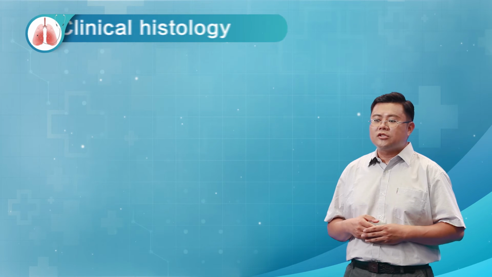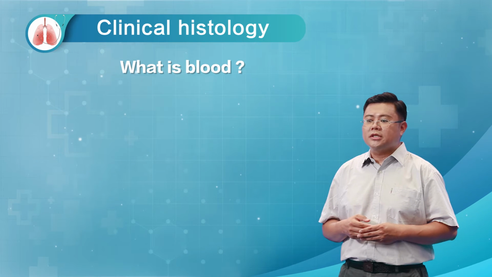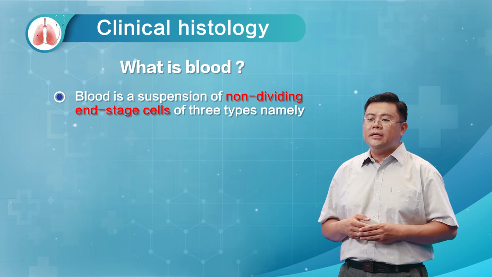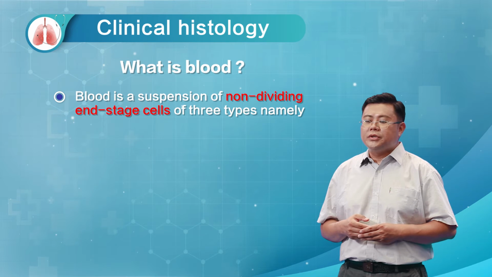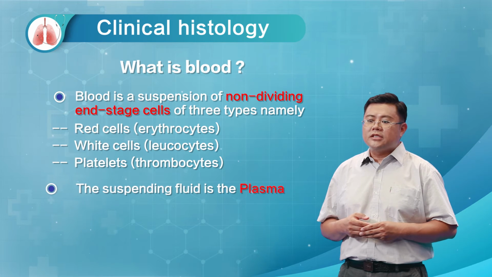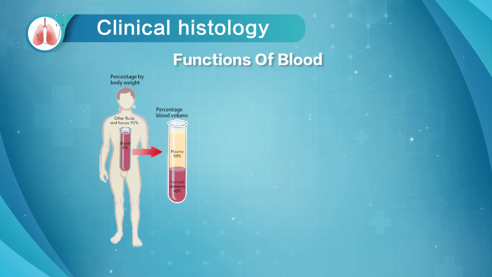Now we can give a description of blood according to its composition. Blood is a suspension of non-dividing end-stage cells of three types, namely red cells, white cells, and platelets. The suspending fluid is the plasma. Then, let's see the functions of blood.